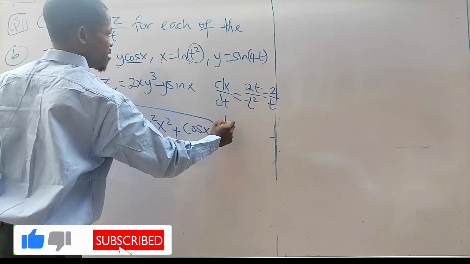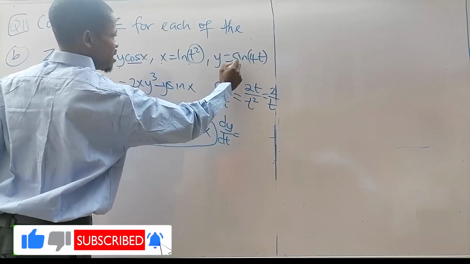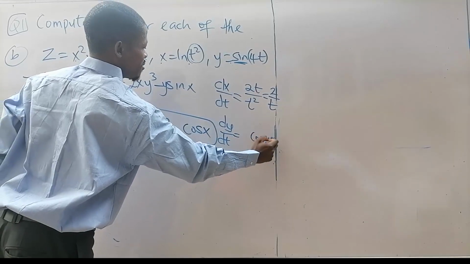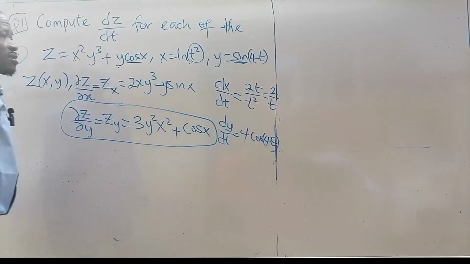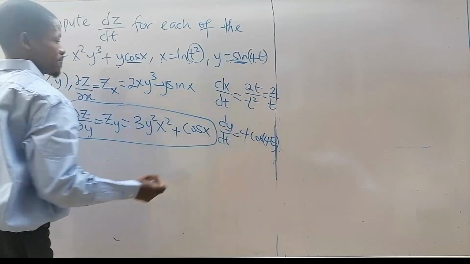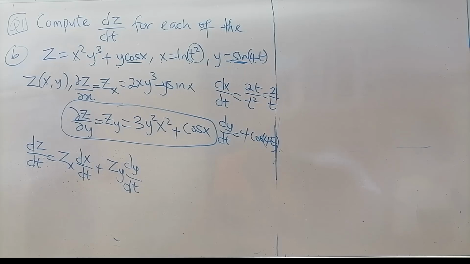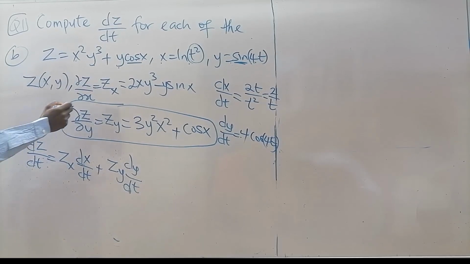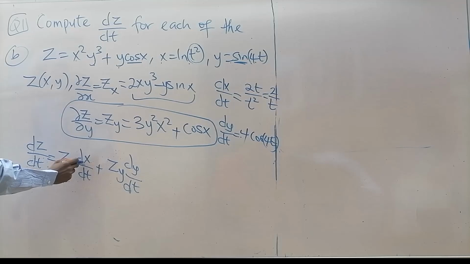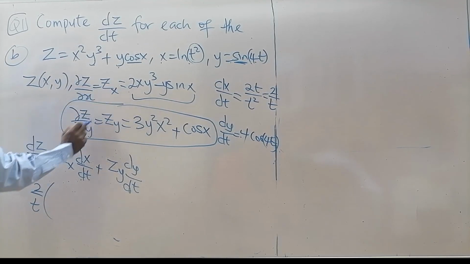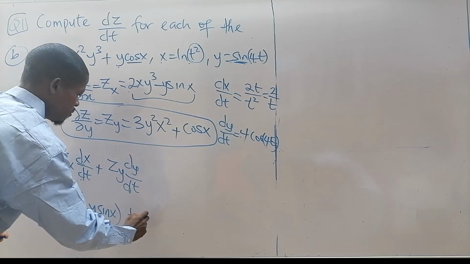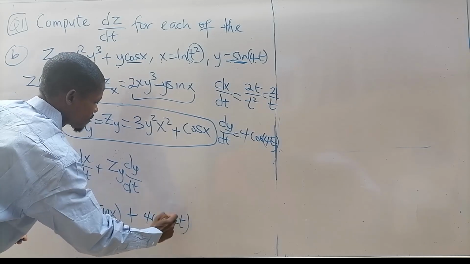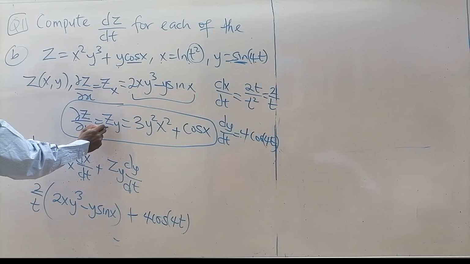Let's get the dy/dt. The derivative of sine is cos 4t, times the function inside, times the derivative of the function inside. That's 4. We have our formula. Then we can begin to make substitution. This one, dx/dt, that's 2 over t times this one, then plus the dy/dt is 4 cos 4t times del z del y.